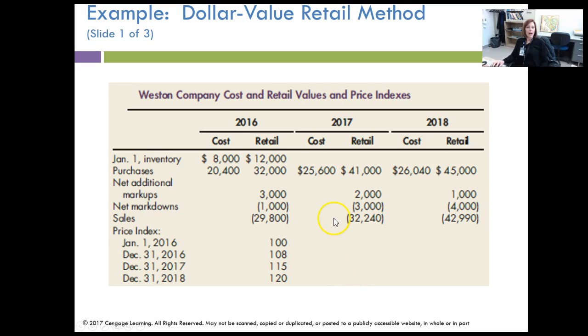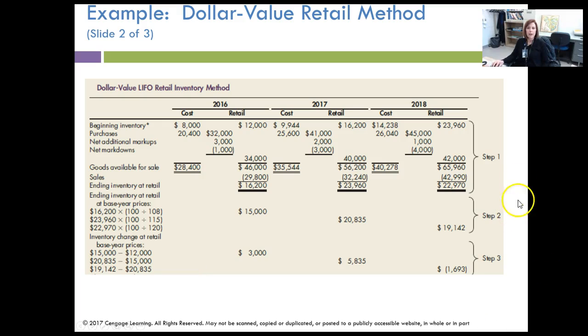So here we've got the Weston Company, and we've got cost and retail figures for 2016, 17, and 18. We've got our sales, our markups, our markdowns, and we've got the price indexes. Then you see that step one gets us to our ending inventory figures for these three years at retail, using the same methodology we've been doing all along, dealing with markups and markdowns.